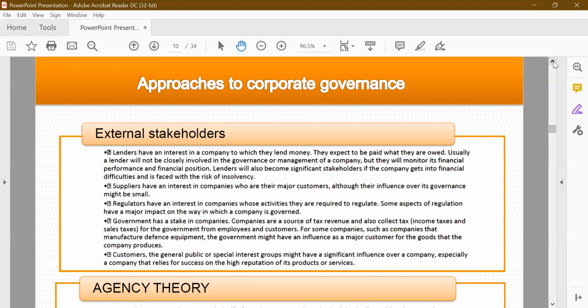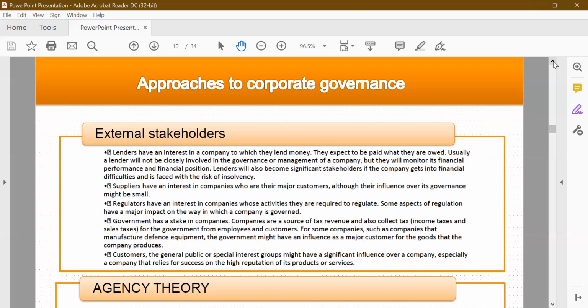Then you have suppliers. Suppliers also have an interest in a company, because suppliers would give goods to the company, right? They give goods to the company, and they expect that the company will be able to sell these goods and pay them their money back. Regulators also have an interest in companies, right? They would want to know if the company is meeting regulatory standards.